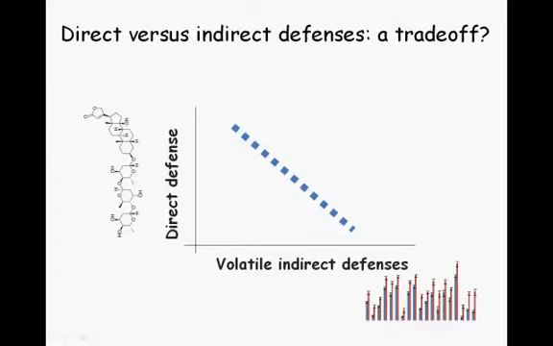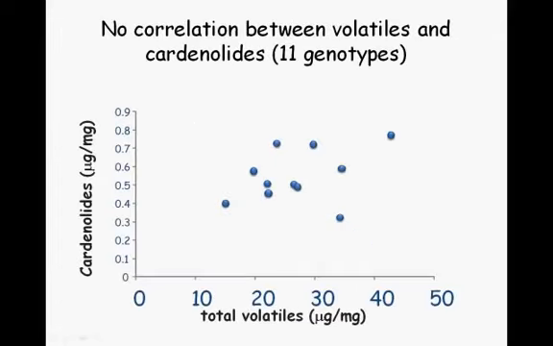So again, the prediction is that there's a trade-off between the amount of cardinalides and volatile organic compounds. Here we see no correlation between the VOCs and the cardinalides across 11 genotypes. 11 is not a huge sample size, but each one of these, again, has several replicates in a common environment. If anything, you'd think the pattern was positive. It's certainly not negative in terms of volatiles and cardinalides.